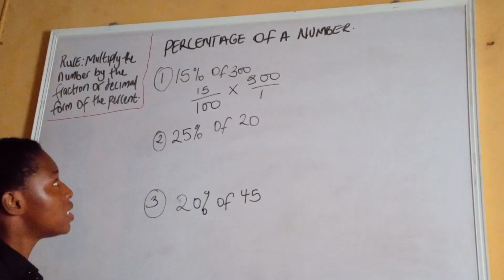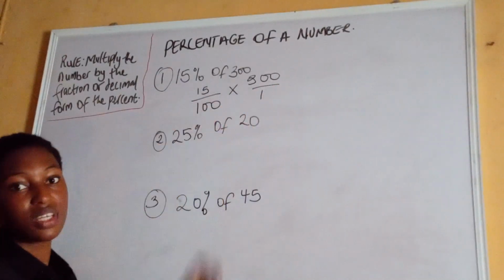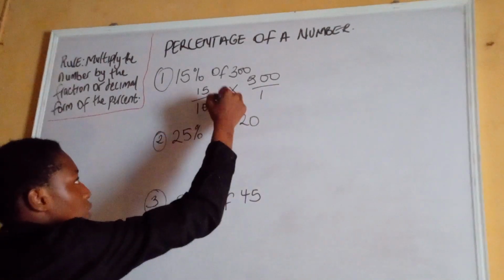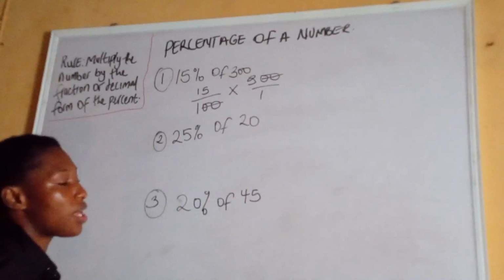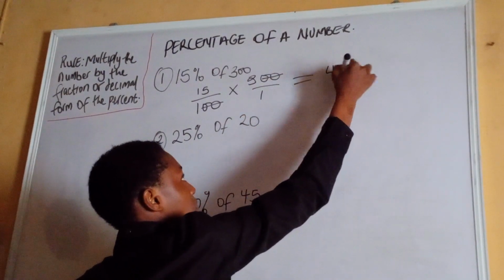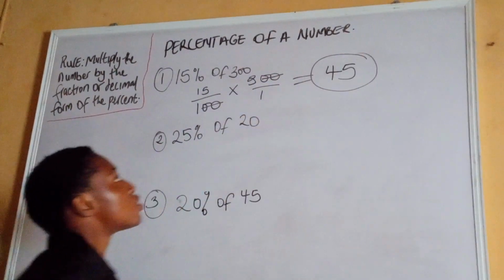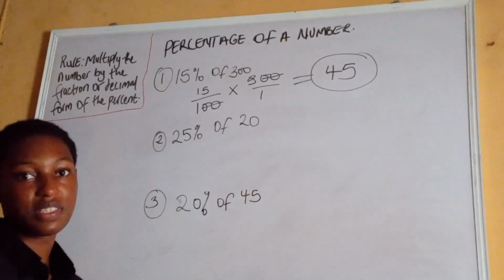But what I'm going to do is 100 times 1 is 100, and 300 divided by 100 is 3. So I'll cancel the zeros out, and then I'm left with 15 times 3. Now if you calculate 15 times 3, what will it give you? 45. So 15% of 300 is going to be 45.